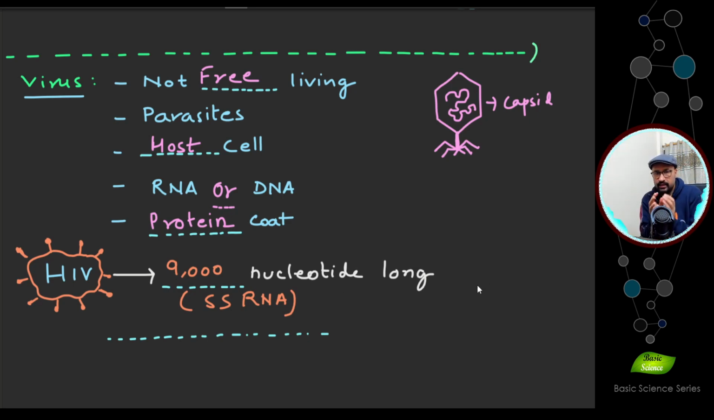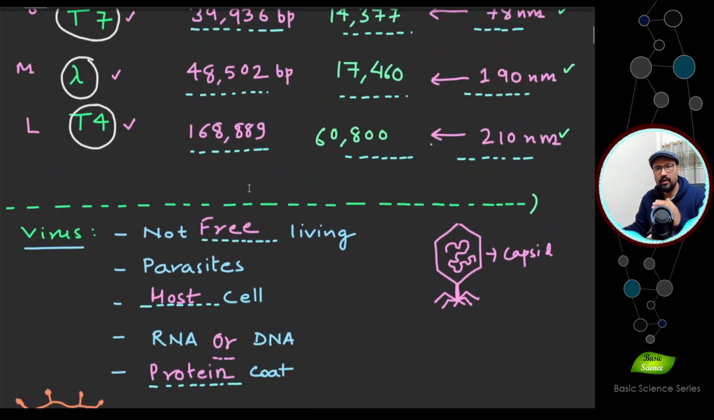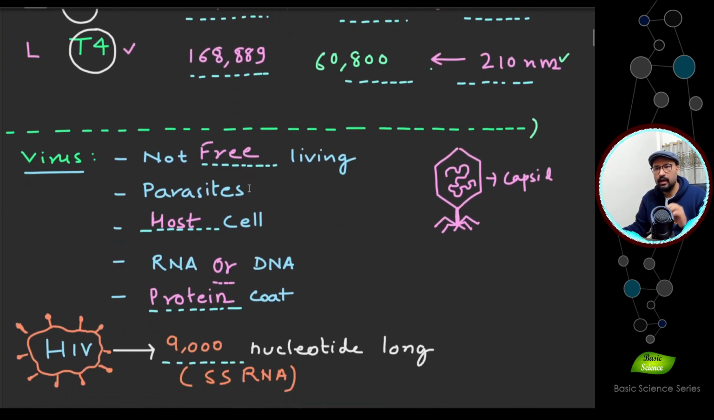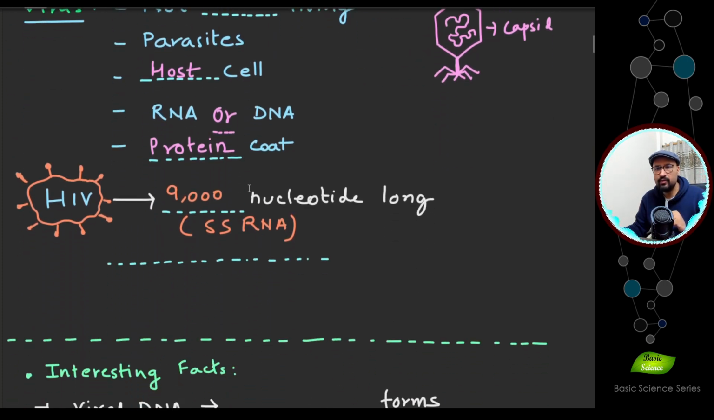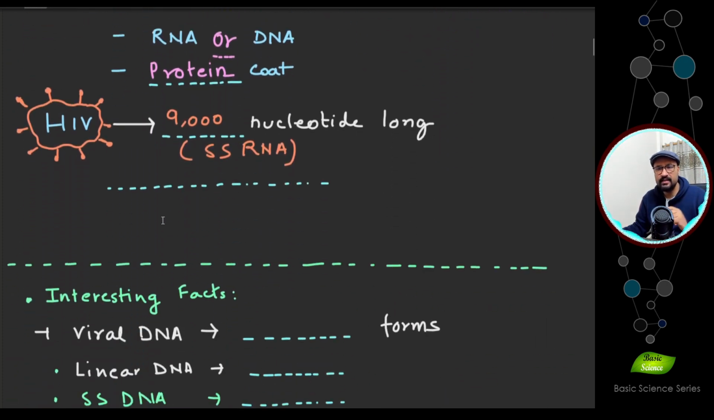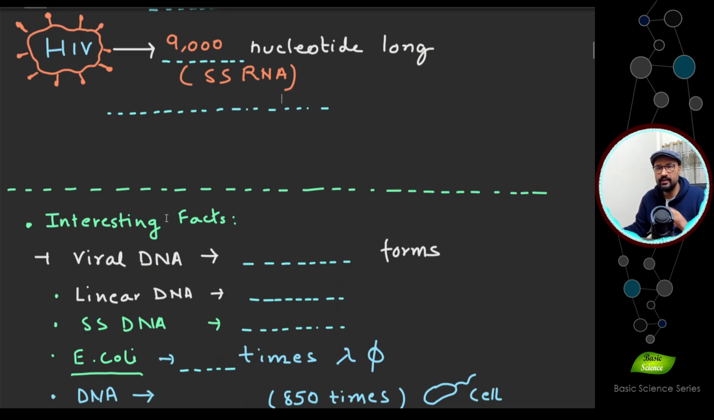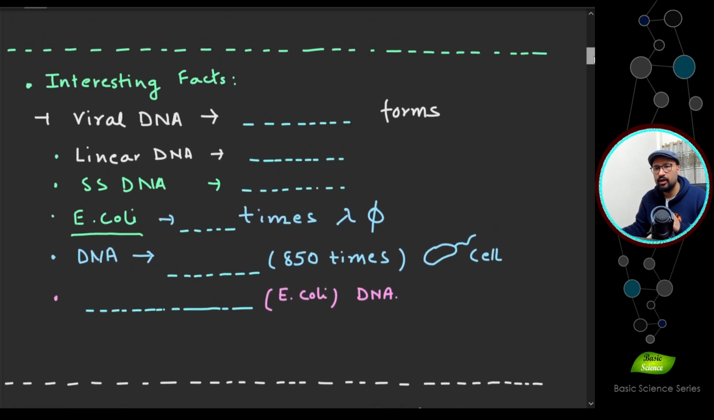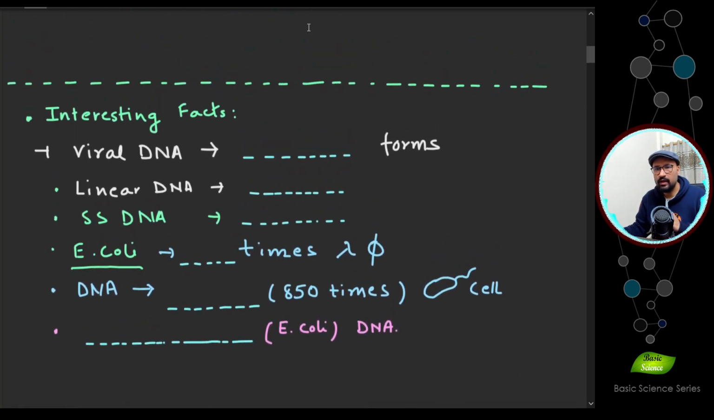So this was a little bit of information regarding the virus DNA. In addition to the basic concepts, we talked about the bacteriophages and the size of their genomes, and then we moved on to understanding the HIV virus, not in detail, but just the size of that, and some interesting facts. Okay. All right, what are those interesting facts? Let's see.